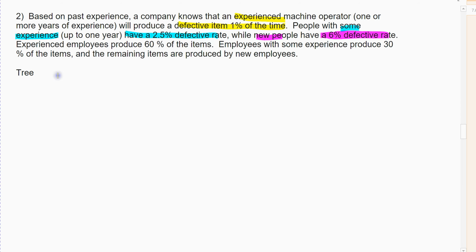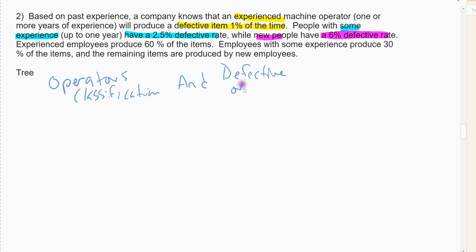All right, so I'm going to set up the tree. So again, it's based on conditionals. So trees is where you put your conditionals in. All right, so we've got our operators. All right, the classification, as experienced, some experience, and newbies. And then whether they're going to be a defective item or not, and then all outcomes.